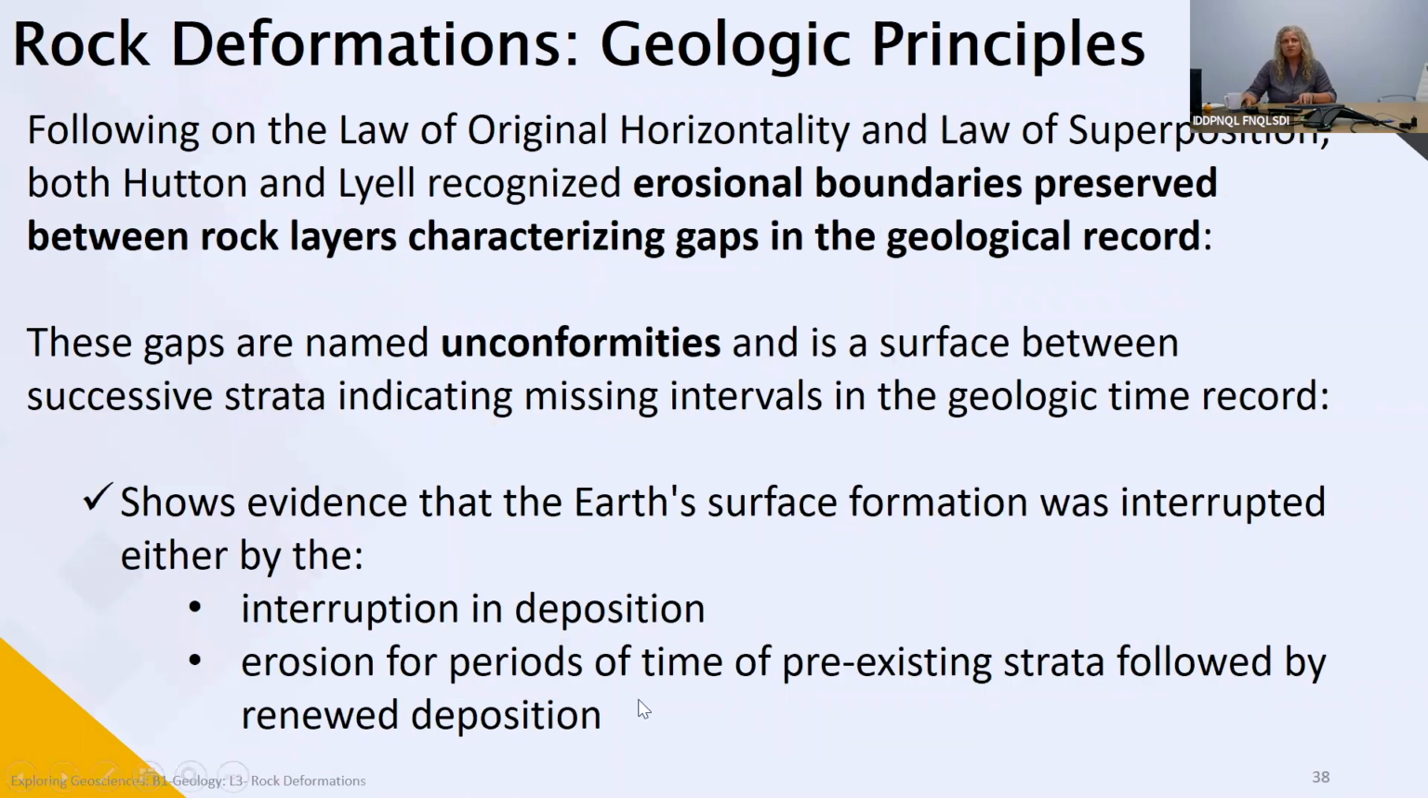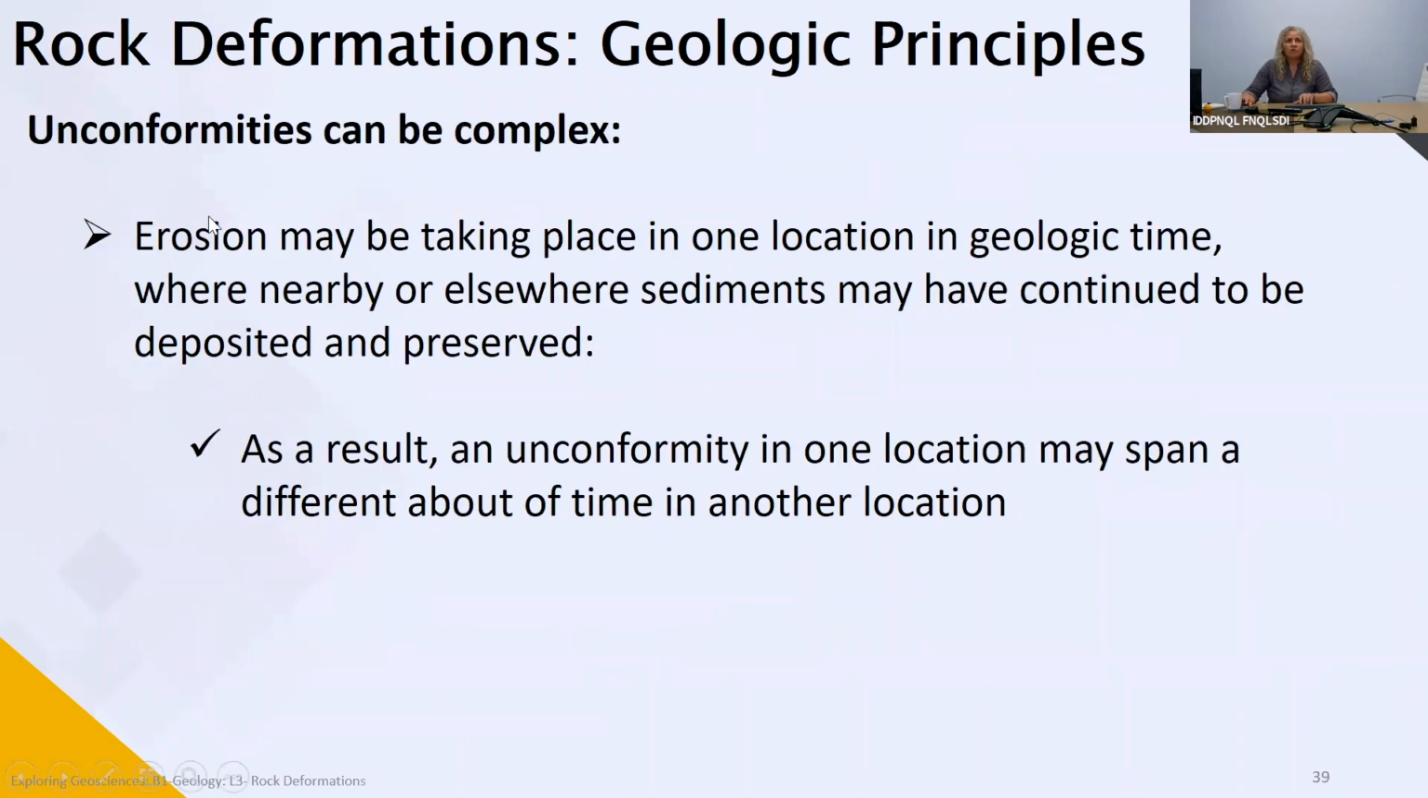Another thing we have to take into consideration through our investigations, in considering the geological principles, are the gaps. We often have gaps within rock layers, and these are mainly caused by erosional boundaries that are called unconformities. We see them on the surface of a formation where there was an interruption in deposition, or an interruption for periods of time of pre-existing strata, followed by renewed deposition. So erosion is the main cause of unconformities.